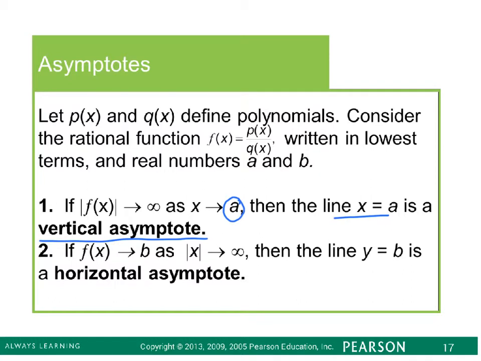And then for our horizontal asymptote, our x values are getting really, really large or really, really small, but y is getting closer and closer to a value. This can be restated as y is getting closer to a value of b. And that line where y equals b is our horizontal asymptote. Okay, let's look at how you can find each of these types of asymptotes.